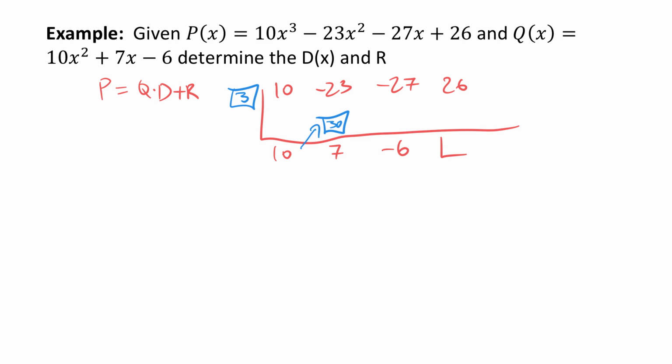Okay, well, let's see. 3 times 7 would be 21. -27 plus 21, yeah, that works out to -6. Okay. So then 3 times -6, that will be -18. And that gives us a remainder of 8. So the remainder is 8. And the divisor is x minus 3. Make sure you flip that sign. So a little bit of working backwards there. Bit of an interesting problem.